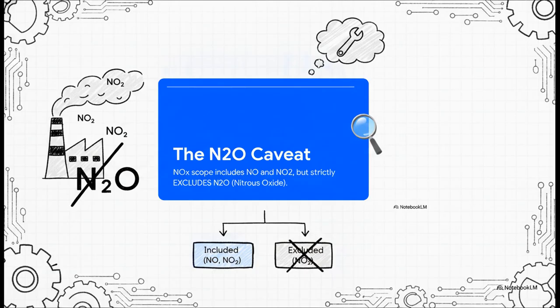So the crucial point here, and this is a very common technical trip-up for compliance professionals, is a specific exclusion regarding oxides of nitrogen, or NOx. The standard dictates that your NOx reporting scope must include NO and NO2. But it strictly, explicitly excludes N2O, nitrous oxide. Seriously, if you're pulling data from continuous monitoring systems, you have to ensure your data filters are set correctly to exclude N2O from this specific metric line item.